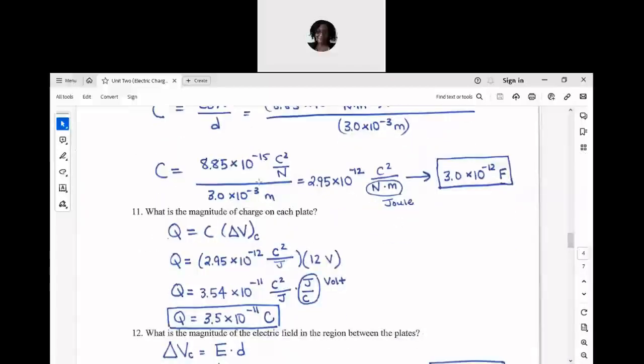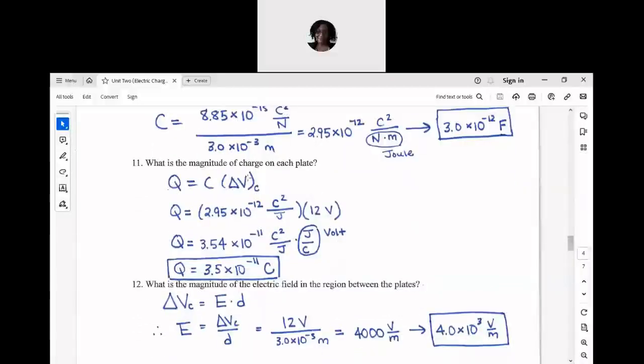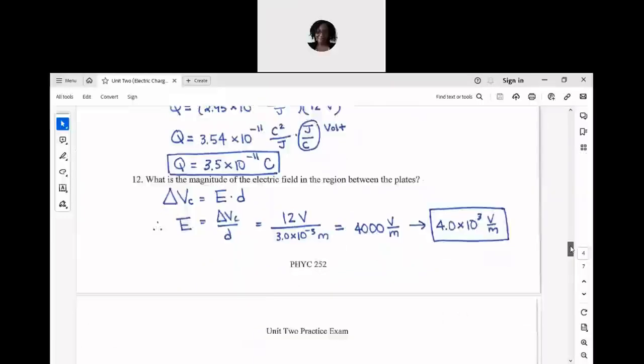I have now enough information to figure out the magnitude of the charge on each plate. Because I know that delta V for the capacitor is eventually going to be the same as delta V for my chain of batteries. So that's going to be 12 volts. I know the capacitance value, and I left the units in coulombs squared over newtons times meters here because I could take the volt, write it as a joule per coulomb, and it becomes really clear where the rest of the unit cancellation happens. This is 3.5 times 10 to the negative 11 coulombs.